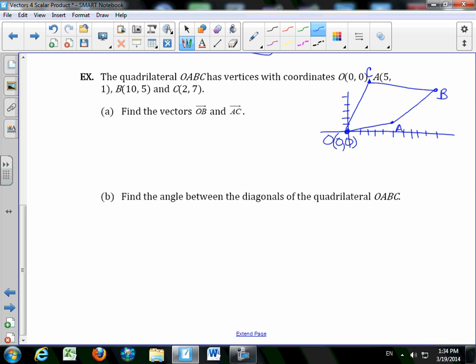All right, so vector OB is this one. So we want to start at O and go to B. So vector OB is going to equal 0, 0 plus 10, 5. And this is what we did in the last class. So it's going to be 10, 5 as a vector.